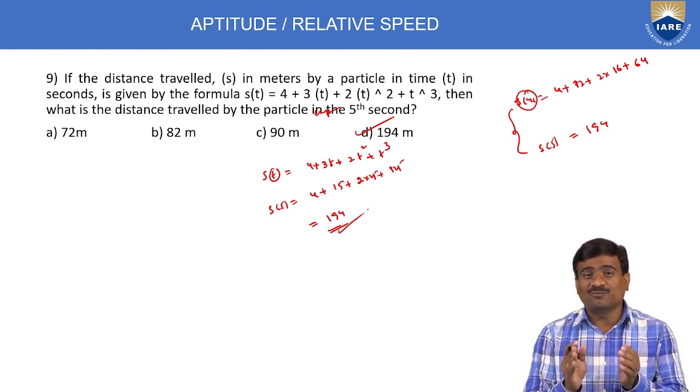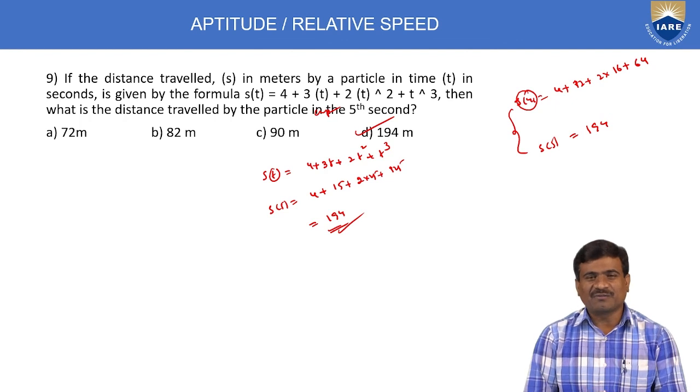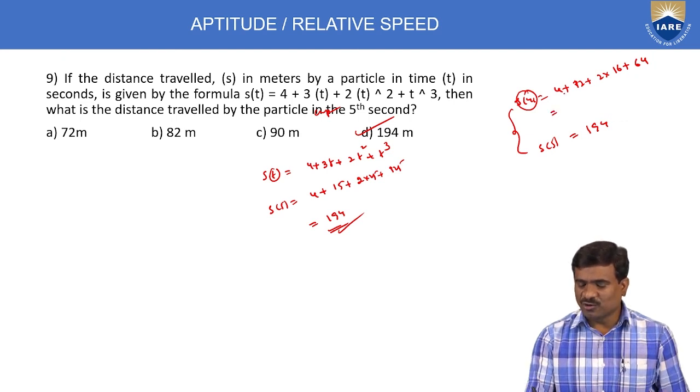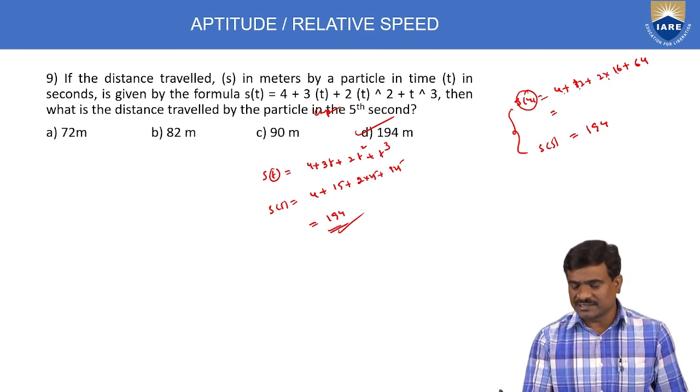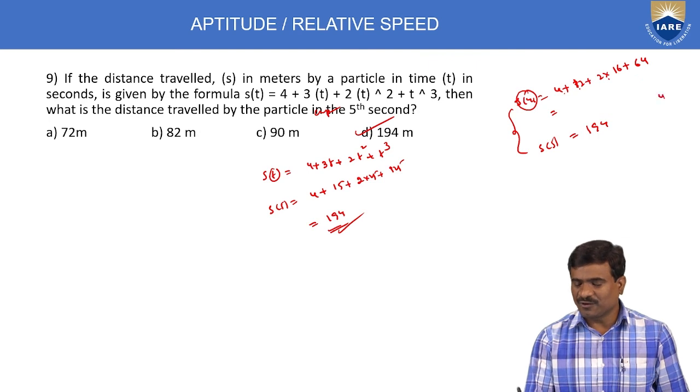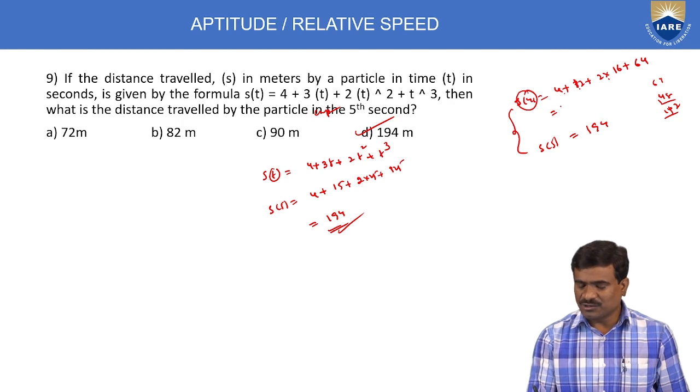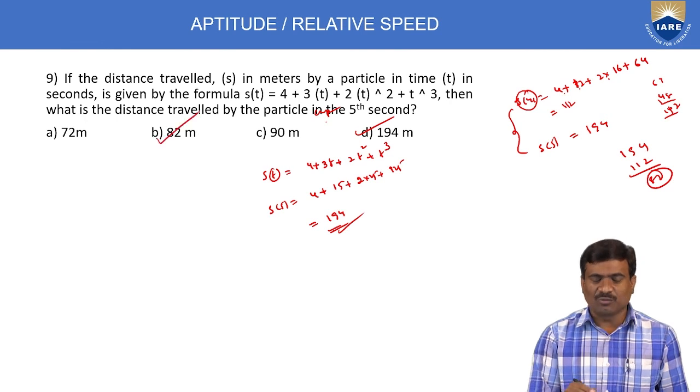Suppose we calculate only the 5th second gap, the gap between the 4th second and the 5th second. S4 is equal to 4 plus 12, 16. 16 plus 32, 48. 48 plus 64 is 112. Next, the gap between S4 and S5 is 112 and 194, so 82 only is correct. In the 5th second it is 82 meters. Up to the 5th second it is 194 meters.